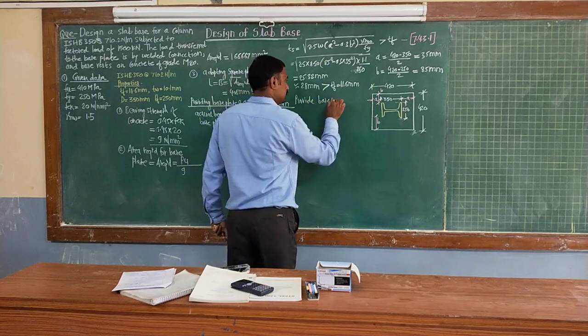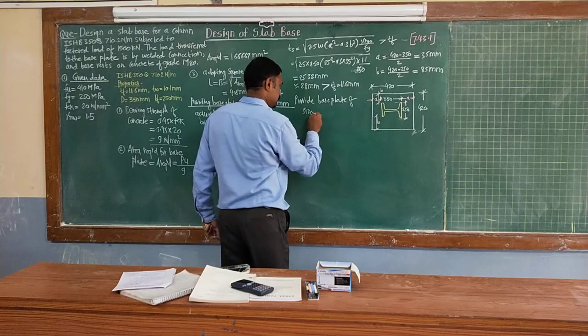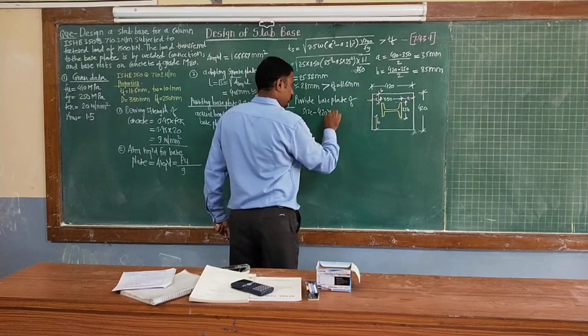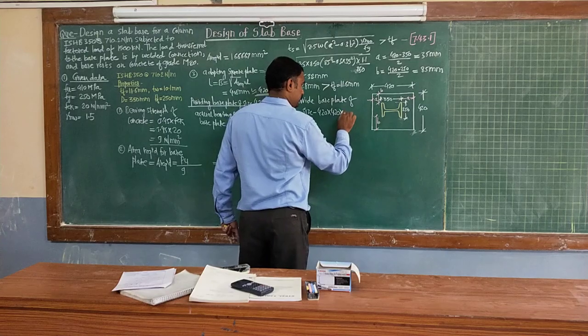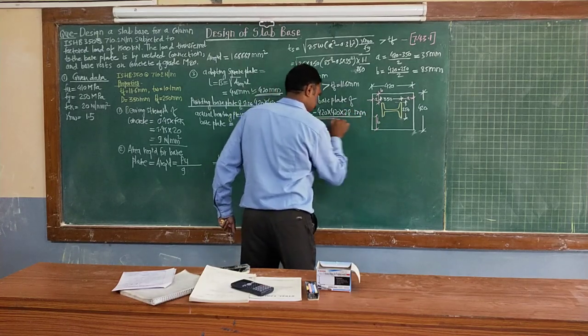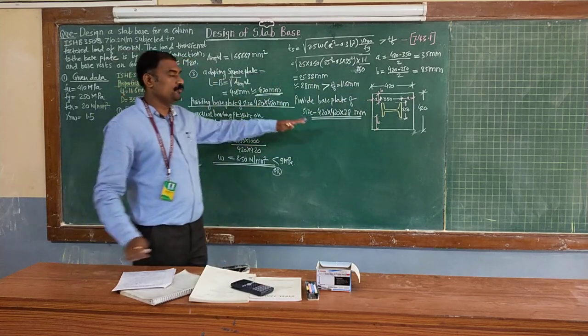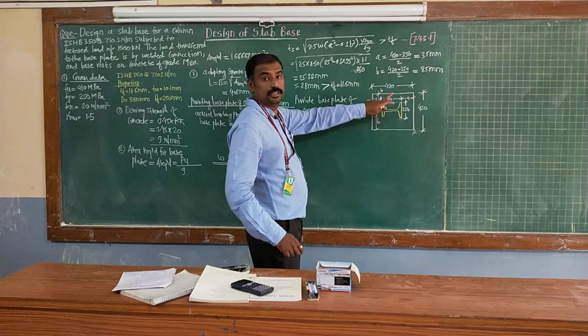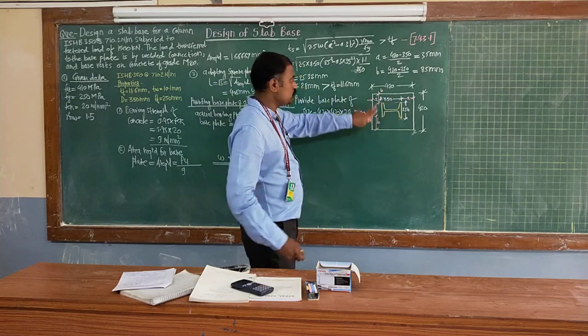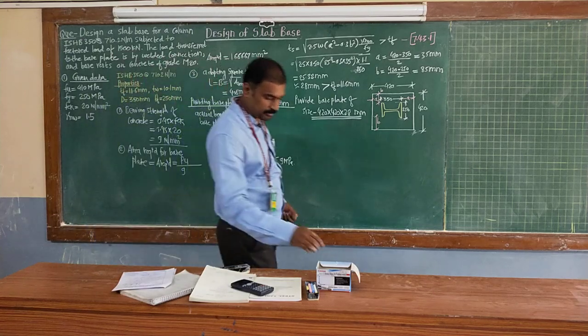Now here you can define: provide base plate of size 420 by 28 mm. In the final dimension of base plate, that is on which your rolled section will be kept, correct. Likewise we are going to provide. So here the design calculations for the size of base plate are completed.